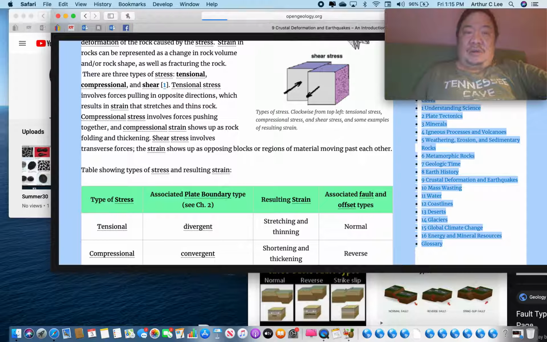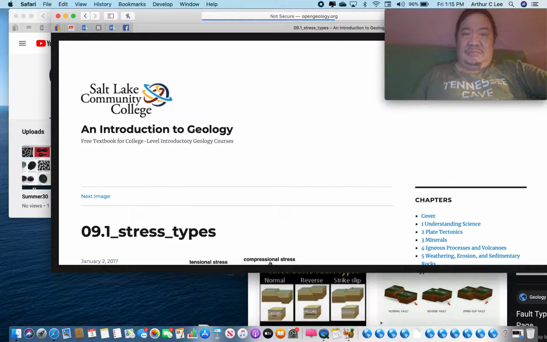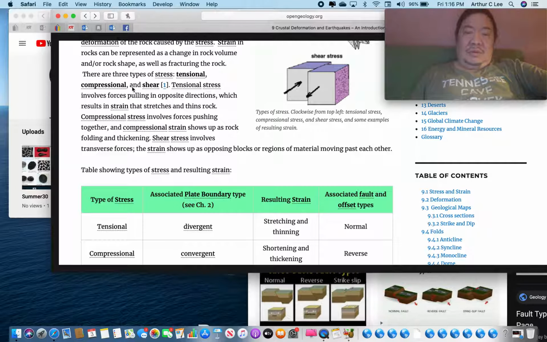Stress, you might recall, can cause rocks to break. It can also cause rocks to change in shape, which we call strain. Enough stress, when it causes a rock to break, will cause an earthquake.